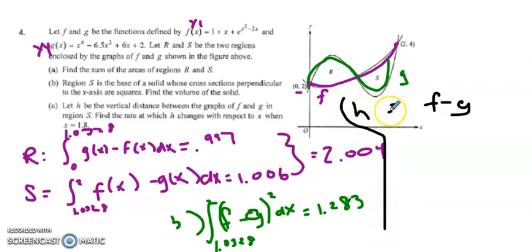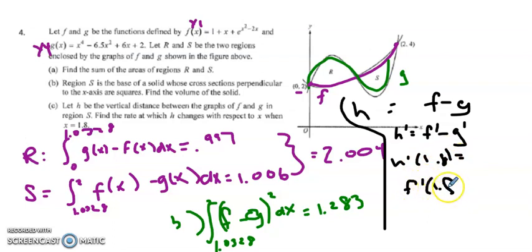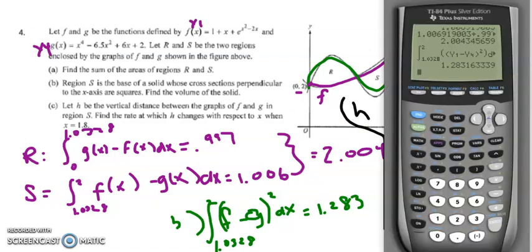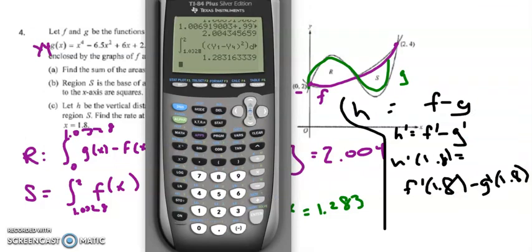So here I have h equals f minus g, and they want to know the rate at which h is changing. So h prime is going to be f prime minus g prime. And they want us to evaluate that at 1.8. So we really need h prime at 1.8, which is going to be equal to f prime at 1.8 minus g prime at 1.8. So let's bring our calculator in, move it over here so we can see it.